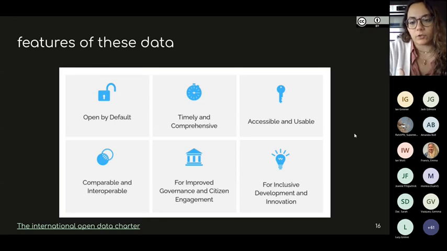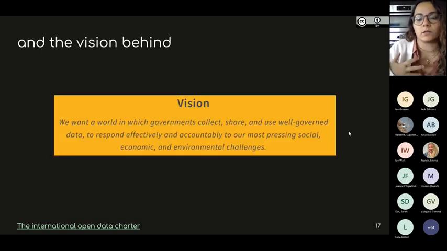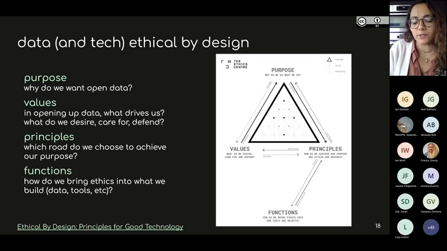And the features that this data should have and that we wrote in these reports are the ones that basically are highlighted in the International Open Data Charter, but not only open by default and accessible and usable, but the last 2 points, which are the more important and which are the ones that really reflect and mirror what's the vision behind. We do not ask for this data to be open because we want to play with them and that's it, but because we believe that we can live in a world where the governments collect, share, and use well-governed data to respond to all the challenges that we have to face. And this is also true when it comes to research data. And one of the things that we really bring forward with this campaign and with what we have reported in these documents that I invite you to read and have a look at is that we can't think about opening up data if we don't think about it in an ethical way.